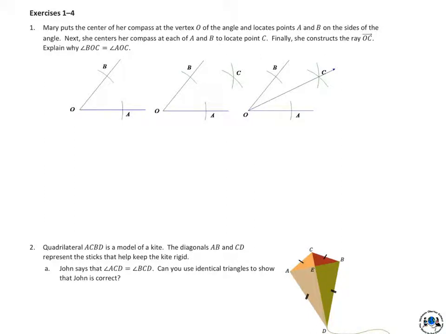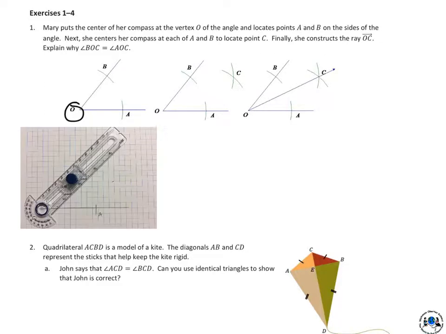Okay, well, this number 1 here might have been a little bit confusing to you. I know it was to me, first blush here. So, again, Mary puts the center of her compass at the vertex O, okay? So here's O, right here, the vertex O of the angle, and locates points A and B.